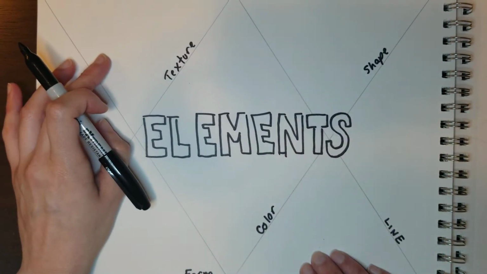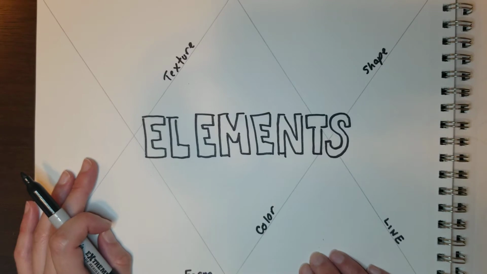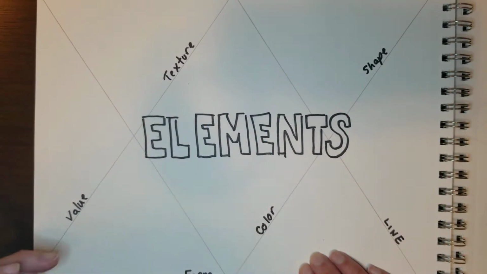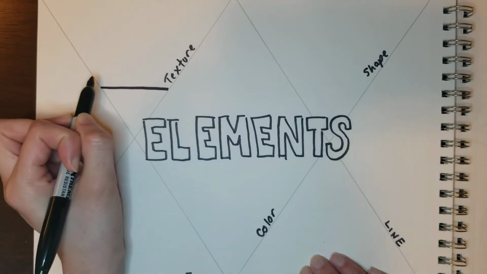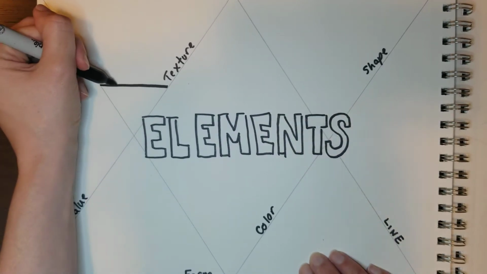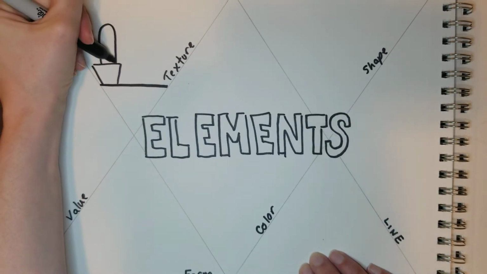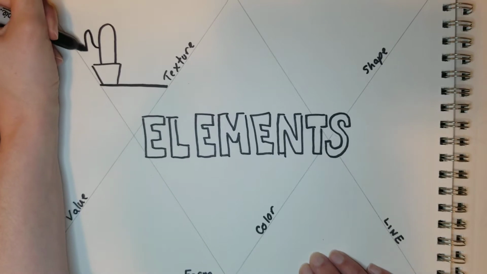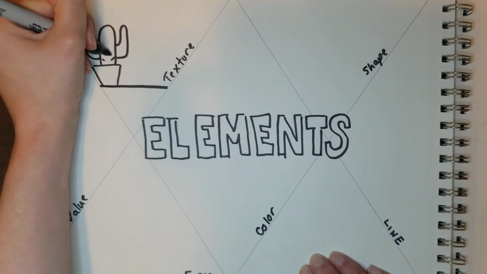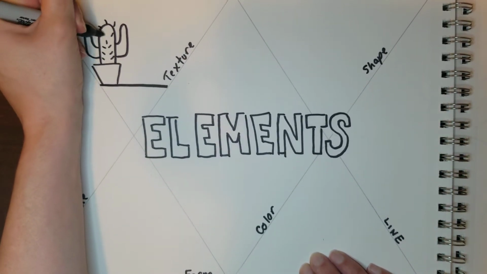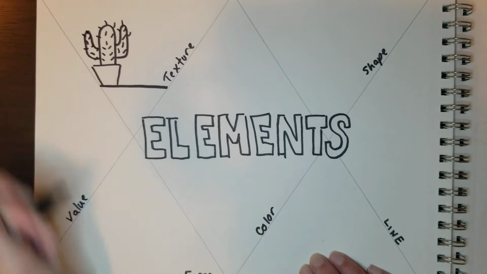So texture is the way that something feels, or the way something looks like it should feel. So something could feel slippery, something could feel rough, something could feel smooth. What I'm going to do is draw some cactus, or some cacti. I'm going to give it a prickly texture. And to give it that texture, I'm going to put short, quick little lines. And that's going to help it look like it has a prickly texture.